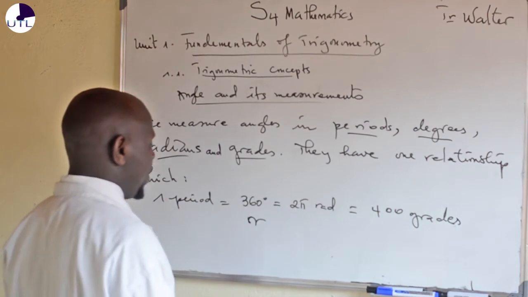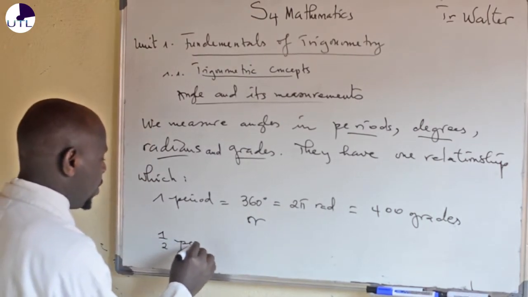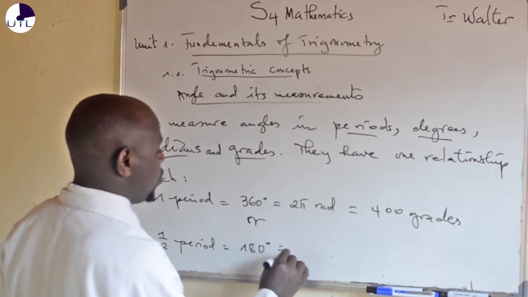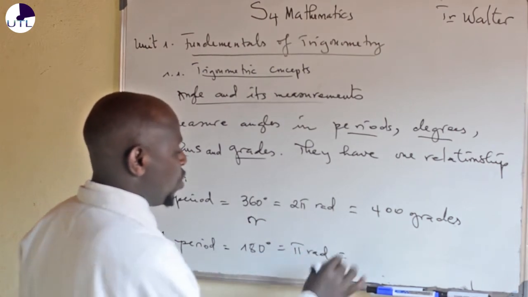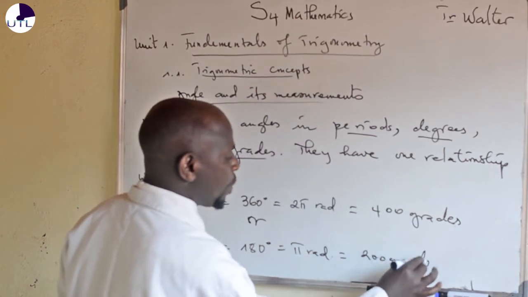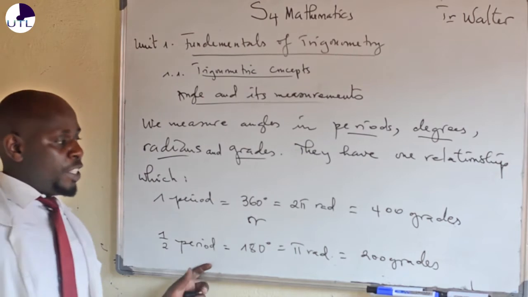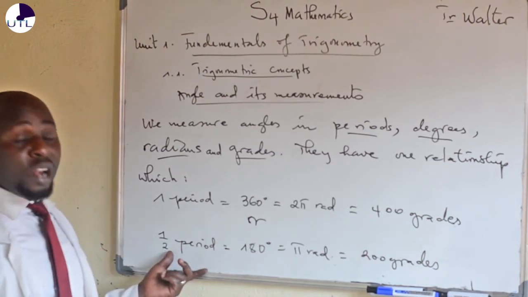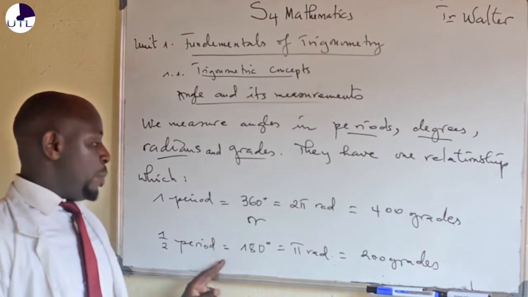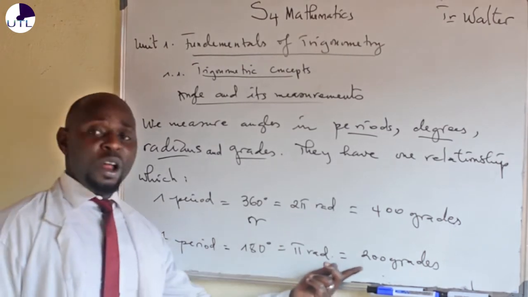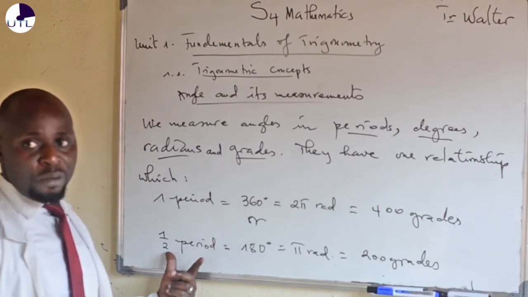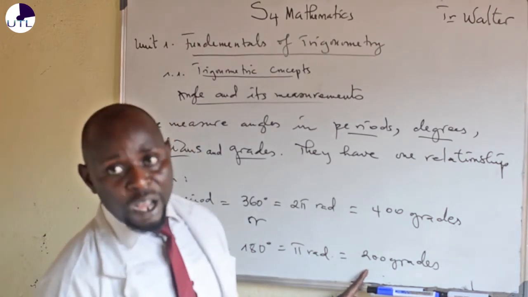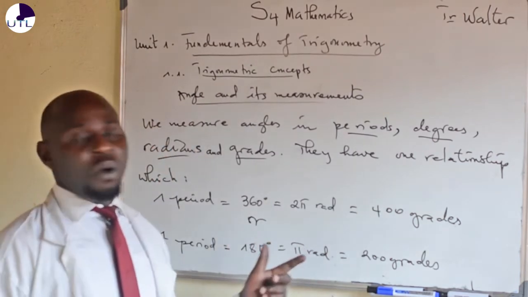This relationship can also be simplified in another way. If we divide all of this by 2, we have 1/2 period, and this will be equal to 180 degrees, and this will be equal to pi radian, which is also equal to 200 grades. So while converting from one unit to another, we can use either the first relationship or the second one, which are always the same, only that this one we have divided by 2. And most of the time we shall use this simplified one, which means that a half of a period is equal to 180 degrees, and this is pi radian, and it is 200 grades.